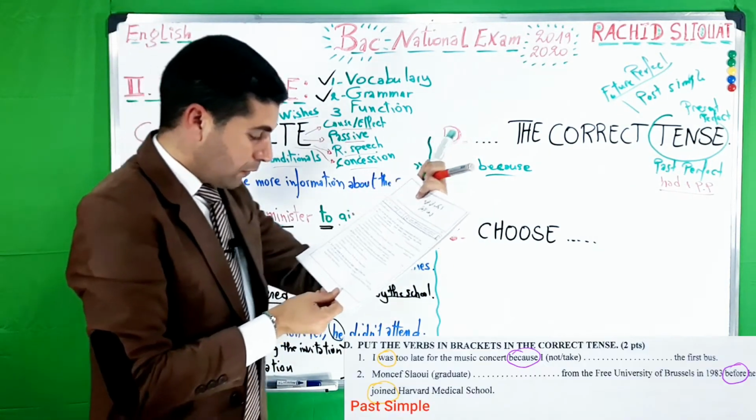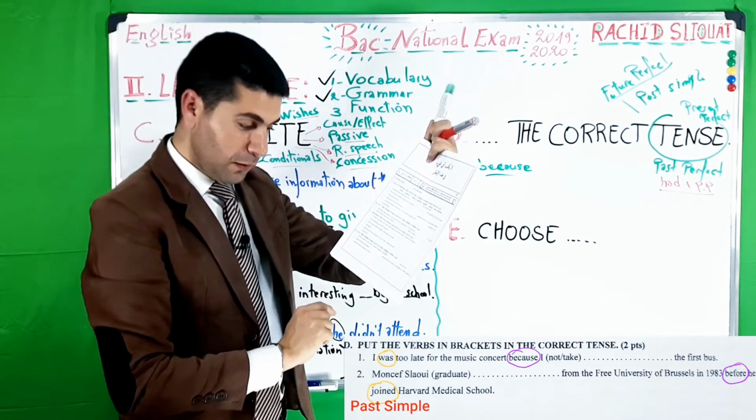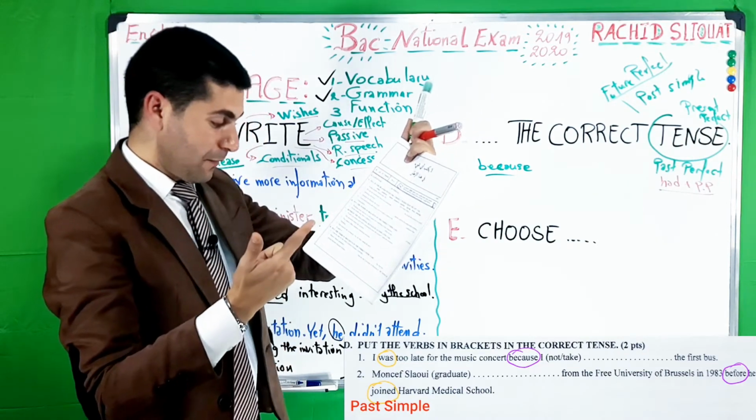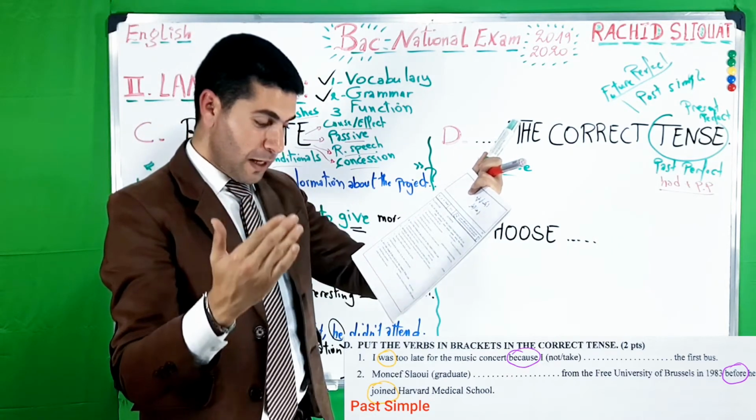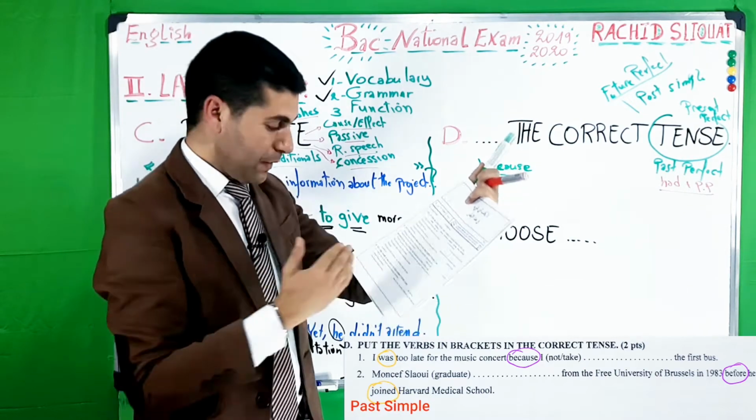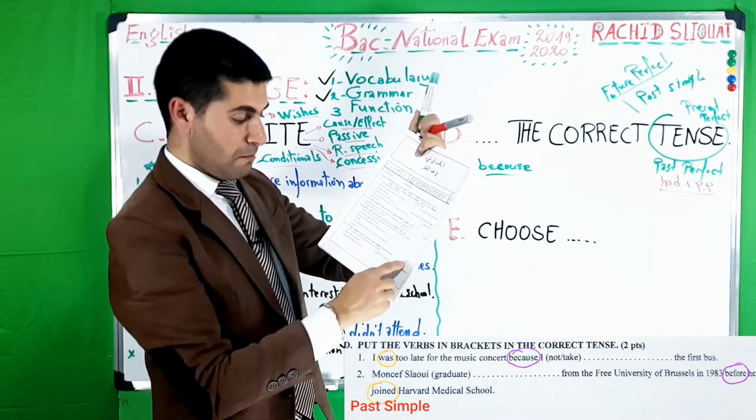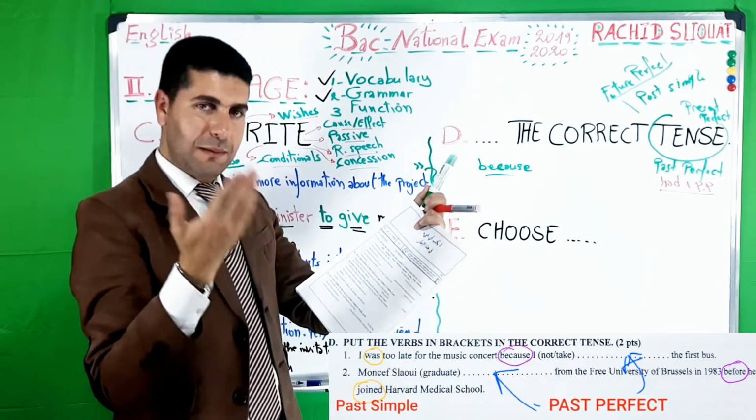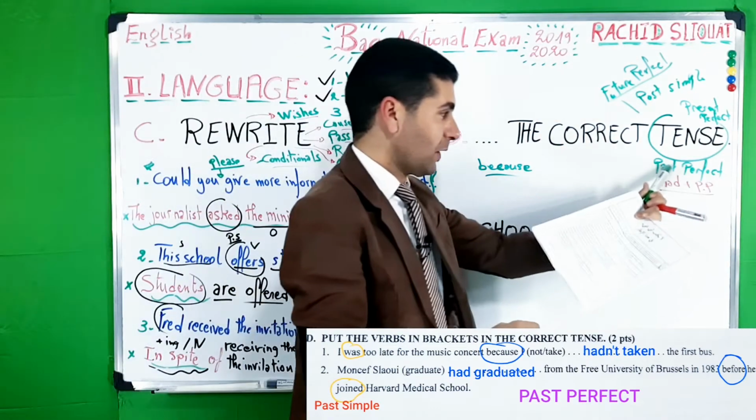Let's see number 2. Monsef Slaoui graduates from the Free University of Brussels in 1983 before he joined Harvard Medical School. Again, here we have two actions: Monsef Slaoui graduated, and he joined the Harvard Medical School. One is in the past simple, joined Harvard University, and we have the keyword before. So automatically the other action is going to be in past perfect because it comes first. So Monsef Slaoui had graduated.